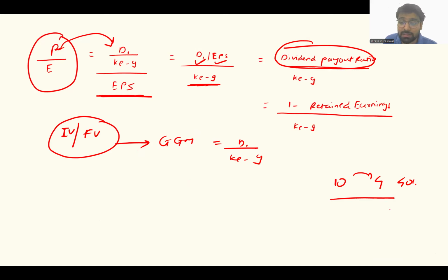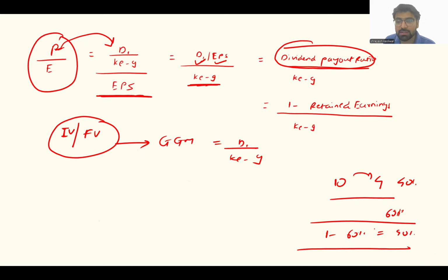That means how much am I retaining, sir? I'm retaining 60%. Sir, is there another way to find out the dividend payout ratio? Yes, sir. 1 minus the retention ratio, which is 1 minus 60%, that comes to 40%. Because whatever I'm retaining, 60% is what I'm retaining. That means the remaining I'm paying out. So 1 minus retained earnings will give me the dividend payout ratio. And that's what I've done here. Perfect, sir. We understand this as well.